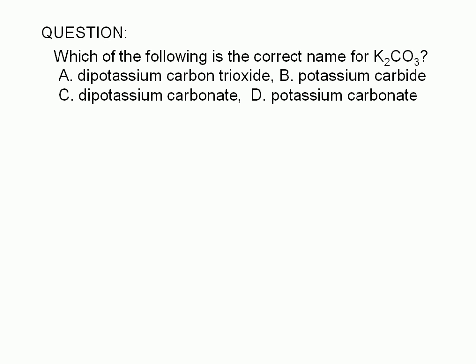To determine the name of a compound given its formula, we need to first classify the compound, then apply the rule for that type of compound. K2CO3 is an ionic compound. We know this because potassium is a metallic element.